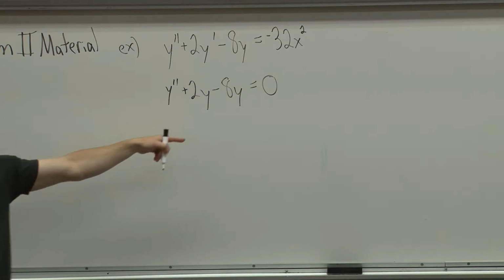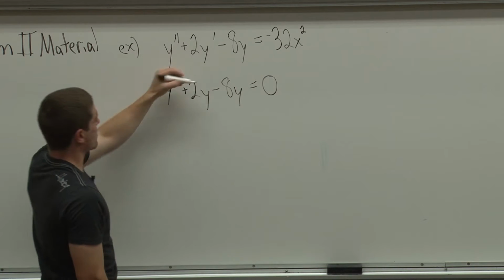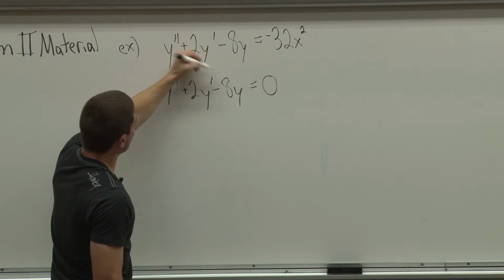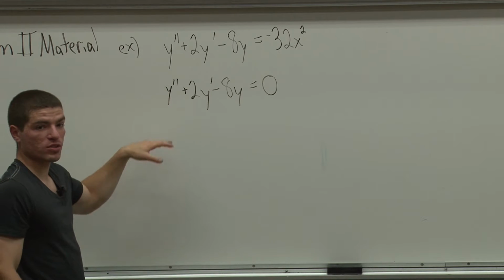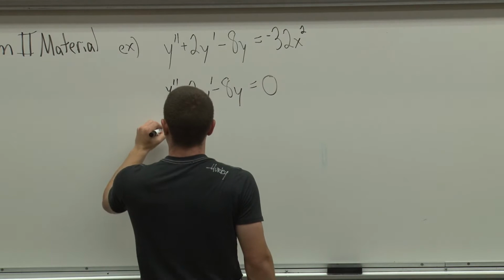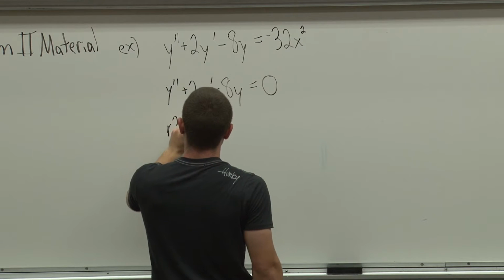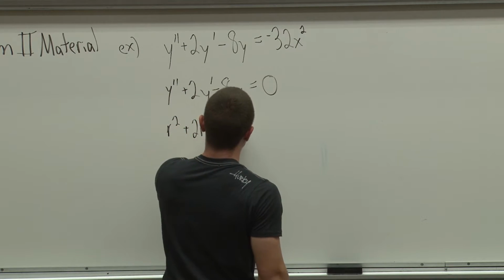Then we're going to turn this into r's. For every derivative degree, we make the r into that degree. So the second derivative would be r squared, and so on. So you're going to have r squared plus 2r minus 8 equals 0.